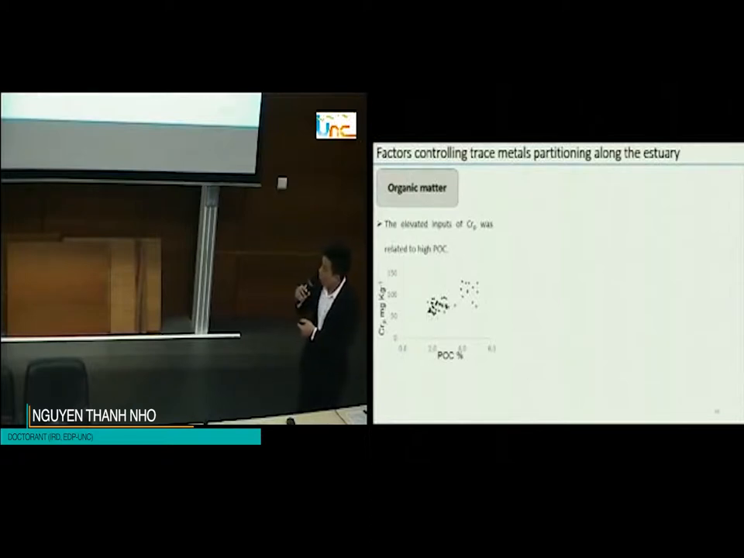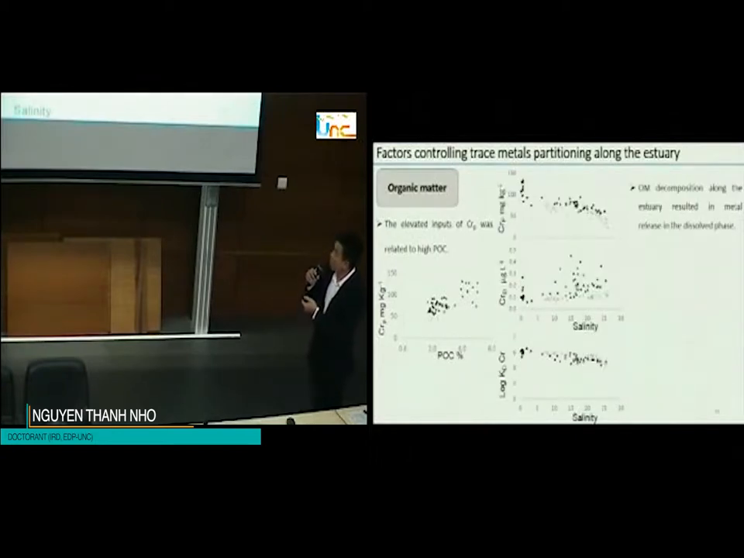And especially for chromium, you can see on this figure, particulate chromium concentration presented positive correlation with the particulate organic carbon, implying that the chromium has a high affinity with the organic matter in the estuary. And here, particulate chromium concentration decreases along the salinity gradient. This may result from the seawater dilution containing lower content of particulate chromium and maybe from the disruption of chromium from the organic matter during its transit in the estuary.